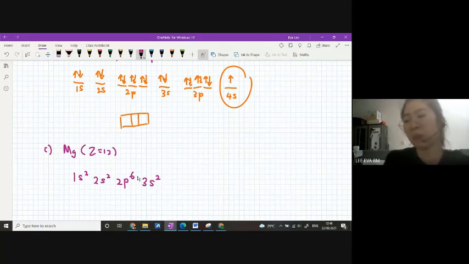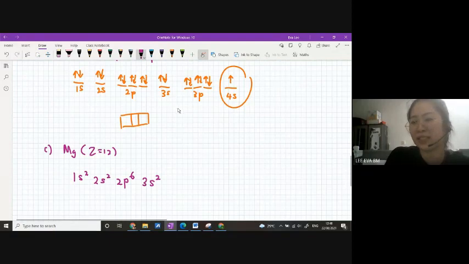So orbital diagram can practice on your own. It will left until here. Akan sampai sini saja. Yang lain yang tak ada elektron, tak payah tu lukis. Sampai 3s2 saja. So ini adalah untuk atom with no charge. It is neutral.